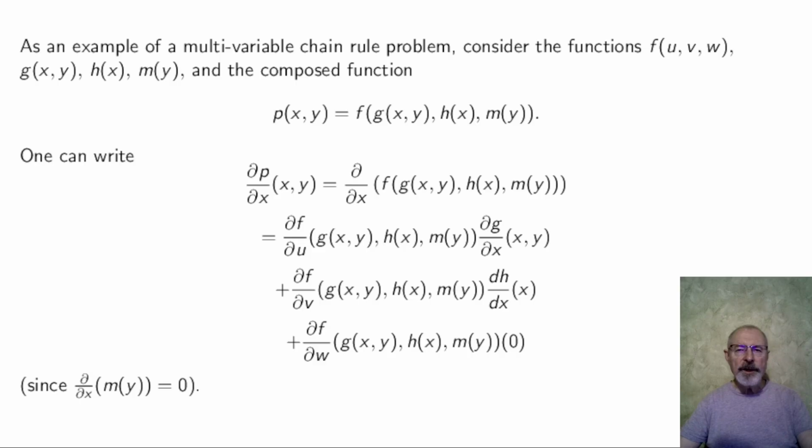Now, since h is a function of only one variable, we would write that as an ordinary derivative instead of a partial derivative. And since w, which is m of y, is independent of x, that derivative would be 0 because as far as x is concerned, w is a constant.